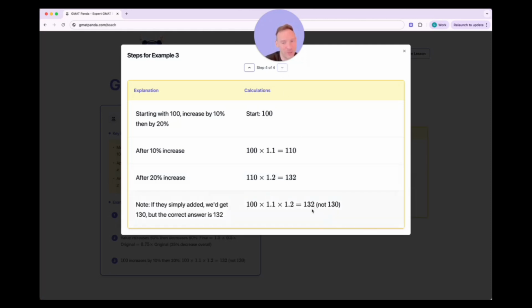And 132 is actually 32% more than the initial amount. So here again, we've increased by 10% and then by 20%. The equivalent of that is not a 10 plus 20% increase. So it's not a 30% increase, but it's actually a bit more than that. Why? Because we've increased the pie in the first step, and therefore when we take 10% of that, it's more than 10% of the original amount.